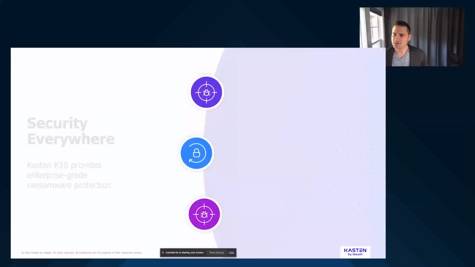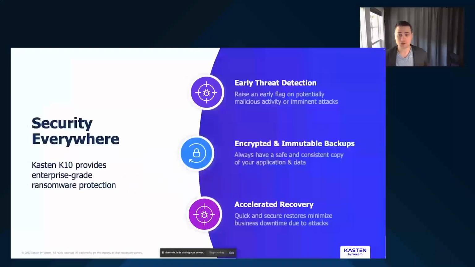So we talked about this a little bit earlier, but just to double down here, obviously early threat detection, we can raise early flags on potential malicious activity or imminent attacks, right? So working with things like Amazon GuardDuty or Red Hat ACS or previously StackRox, we can alert backup administrators and security teams. Hey, we see some malicious activity. We see things being deleted. You might want to take a look at this, right? So very important there. Otherwise, it potentially gets lost in the noise, or you don't know until it's too late.